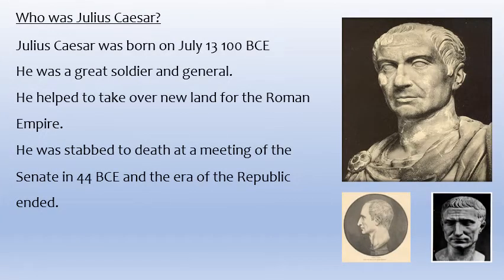Who was Julius Caesar? Julius Caesar was born on July the 13th, 100 BCE. He was a great soldier and general. He helped to take over new land for the Roman Empire. He was stabbed to death at the meeting of the Senate in 44 BCE, and the era of the Republic ended.